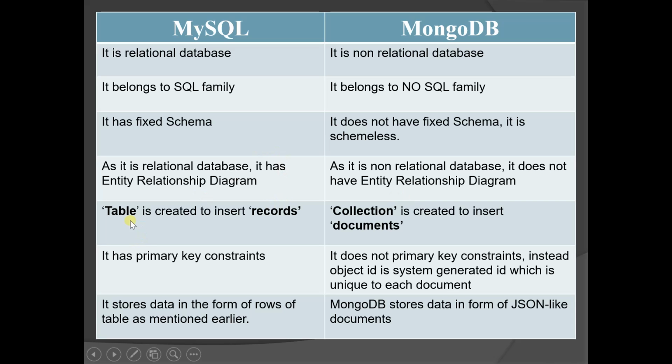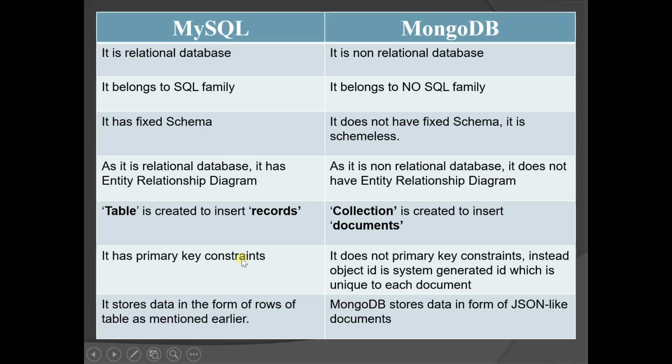entities. Then the next one is, a table is created to insert records in a MySQL database, whereas a collection is created to insert documents. So in MongoDB, what we call a table is called a collection, and when we insert records, they are called documents. A MySQL database has primary key constraints.